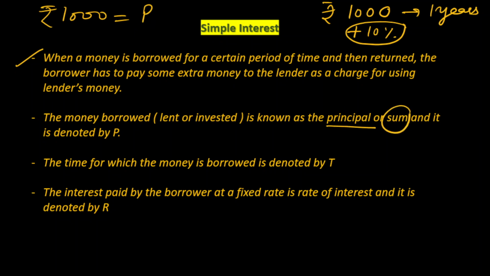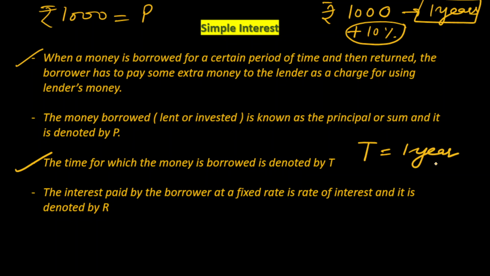In questions, you will see principal as sum also. Whenever it is mentioned sum, that means we are talking about principal. It is denoted by capital P. Then the time for which the money is borrowed, like here I gave you example of 1 year. That means time, with capital T we write, is equal to 1 year. Always in the questions of simple interest we have to take time in years.